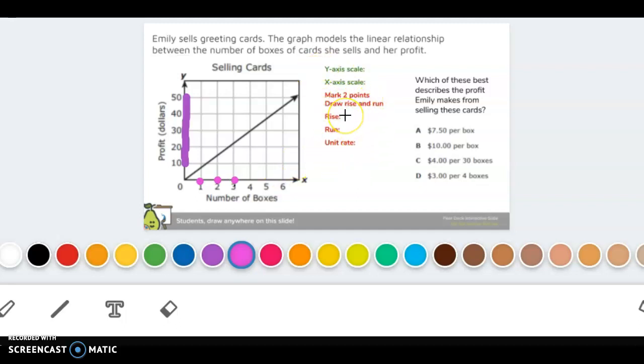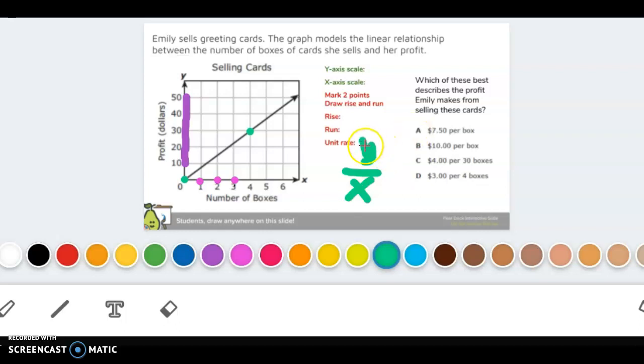My next step is to mark 2 good points on my line. I'm going to pick what I feel are good points. I can start with 0, 0, definitely. And then the next good point I can use is up here at 4 and 30. You draw your little rise over run triangle, then you label what your rise is and what your run is. Unit rate is when you set them up as a fraction, so that's y over x.